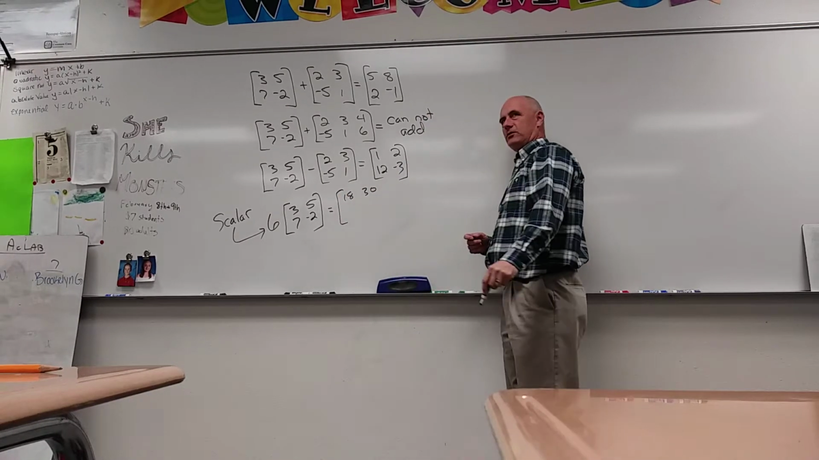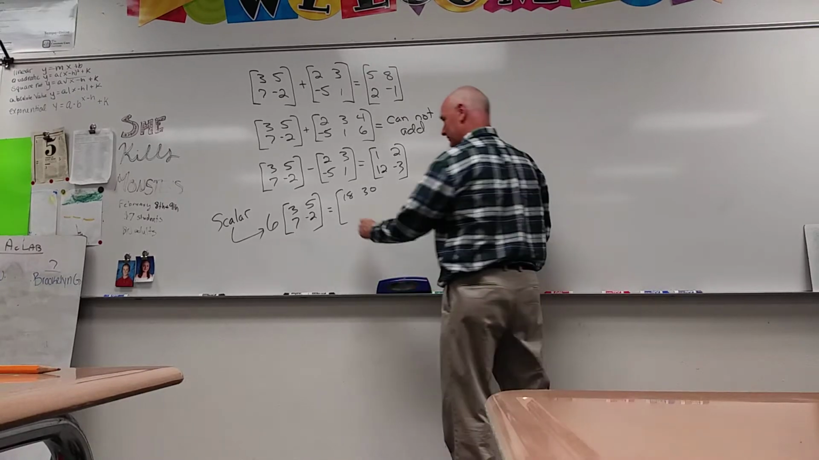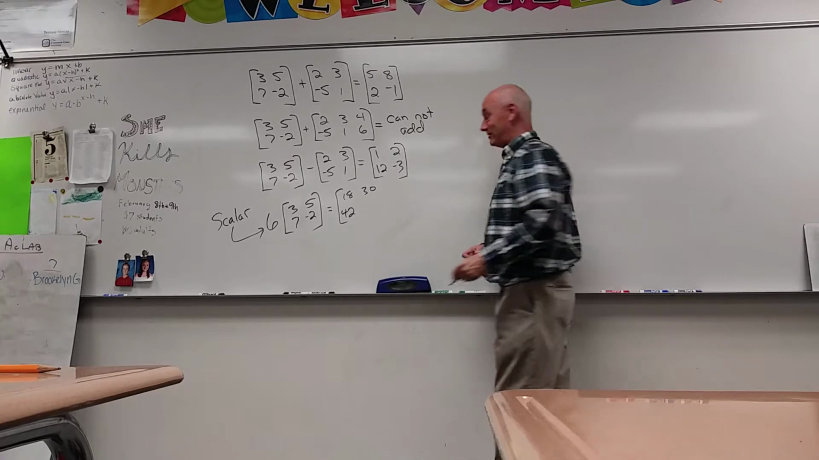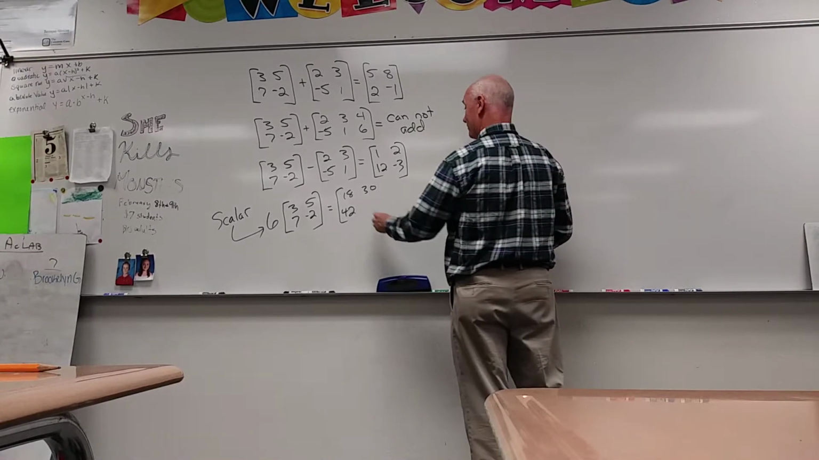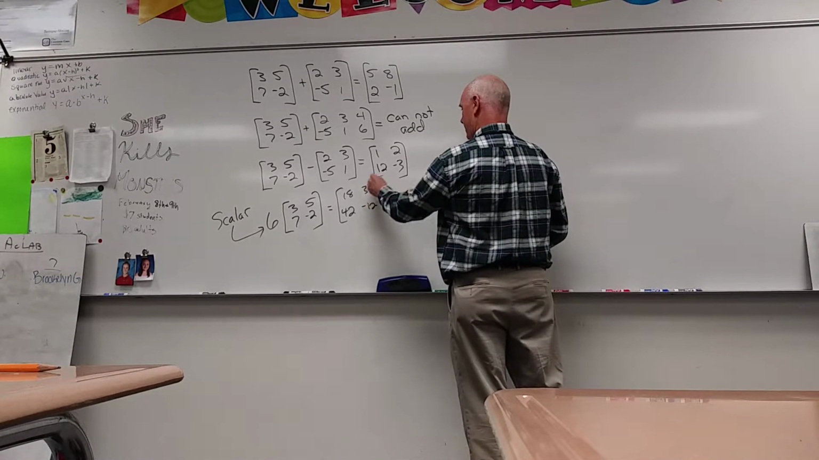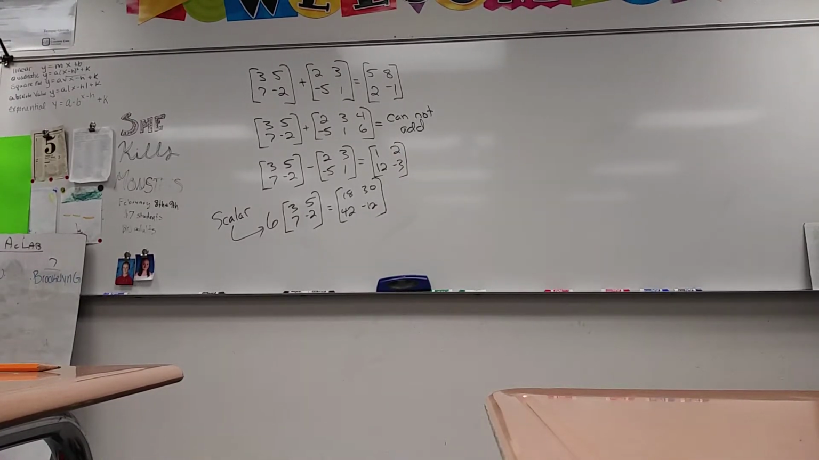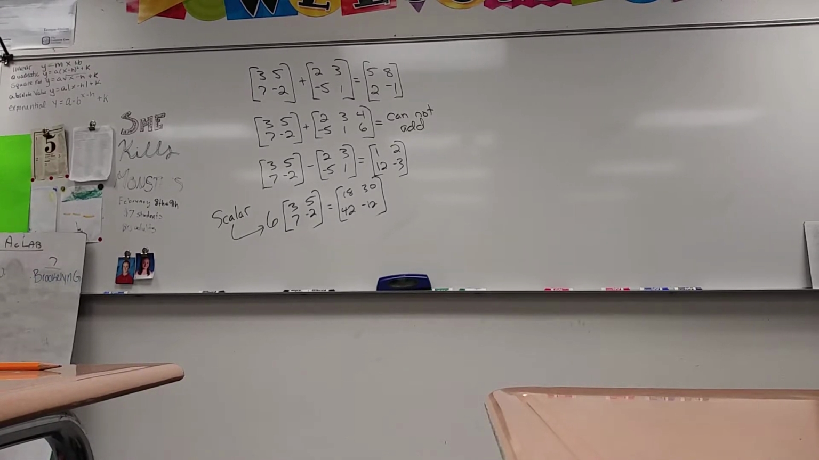People are going, wait, 6 times 7. Tell me I'm wrong. Negative 12. It doesn't matter, we're not right. What did we do right there? We distributed. We just simply distributed the 6 throughout the matrix, and we're good. Doesn't matter how big or small the matrix is, we just distribute that to everything. That is called scalar multiplication.